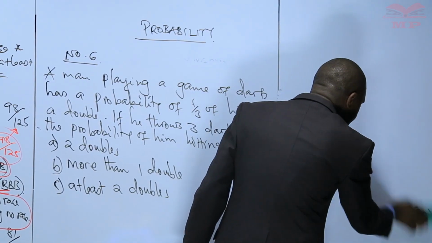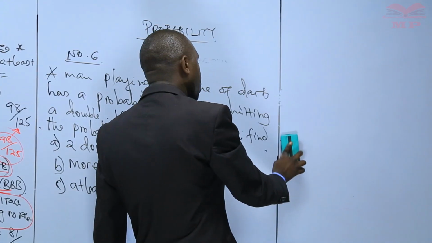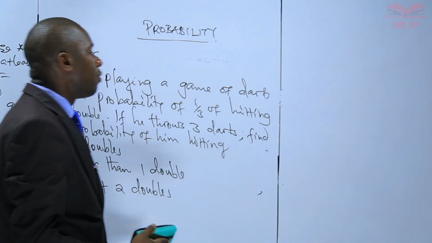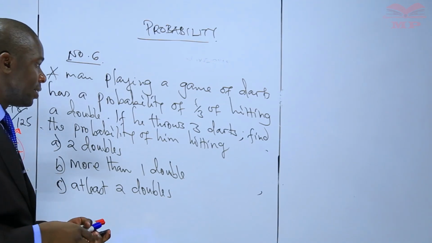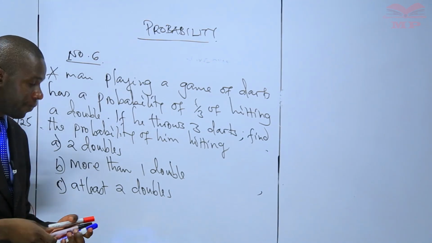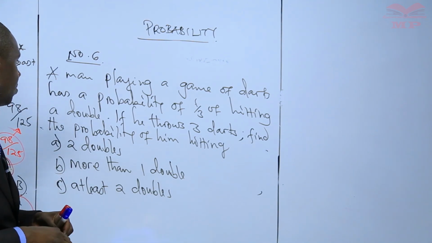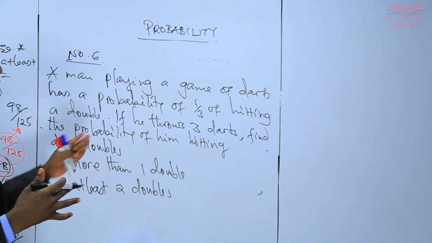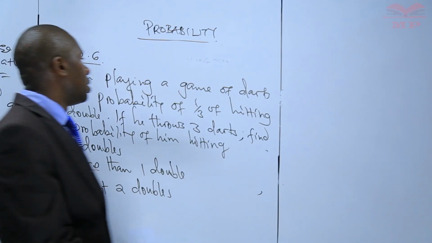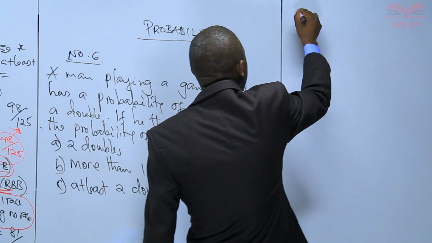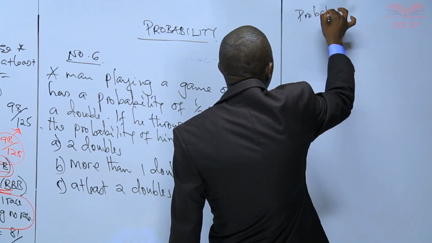Now I want us to be clear that for questions involving a tree diagram, the key is the diagram itself. If you have the diagram correct, normally you find it very easy to work with that diagram. So I want us to draw the diagram. A man is playing a game of darts and is throwing 3 darts. So I want us to see the probability.